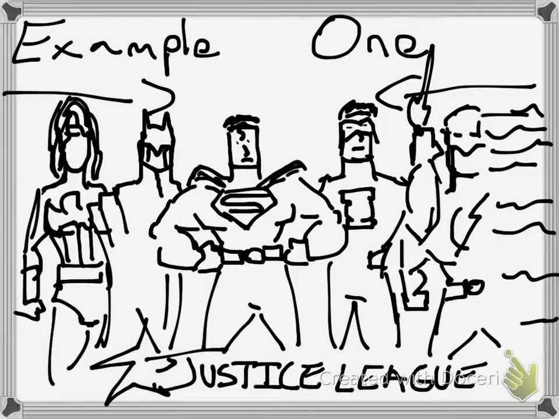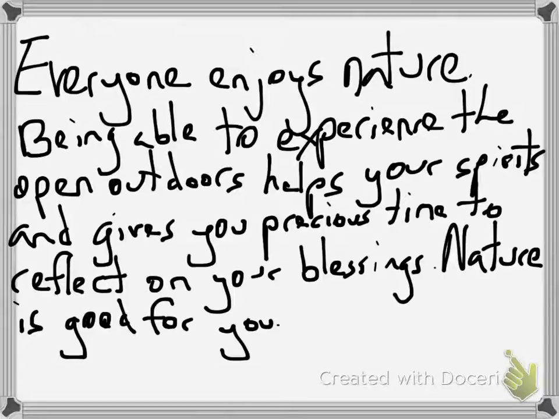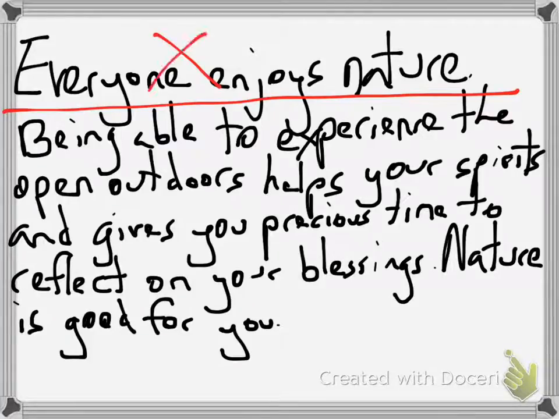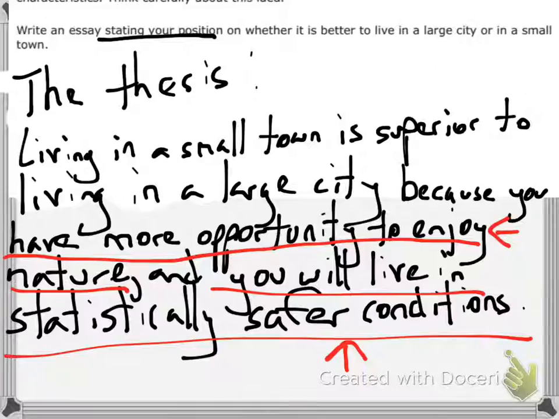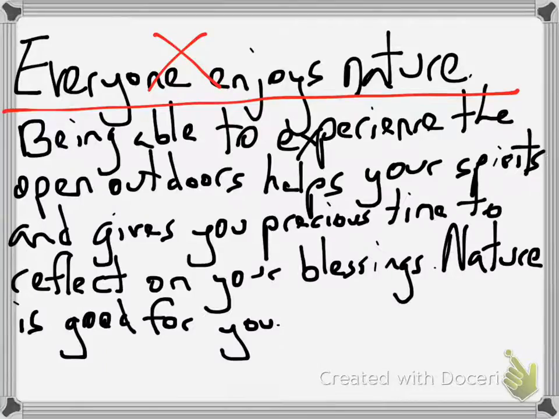So we have our example 1 from the Justice League. Everyone enjoys nature. Being able to experience the open outdoors helps your spirits and gives you precious time to reflect on your blessings. Nature is good for you. The problem is, first of all, following our format, this is our topic sentence. Is this true? No. Not everyone enjoys nature. And remember, our supporting reason, if we go all the way back, was that it gives you more opportunity to enjoy nature. So that's an issue there. Being able to experience the open outdoors helps with your spirits. How is that a fact? Where's the proof on this? So that's our issue here.